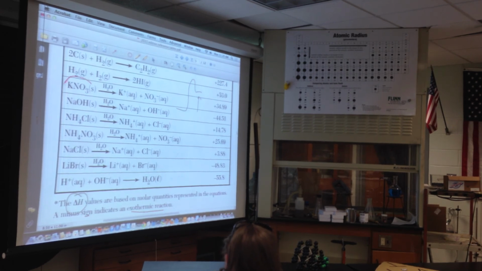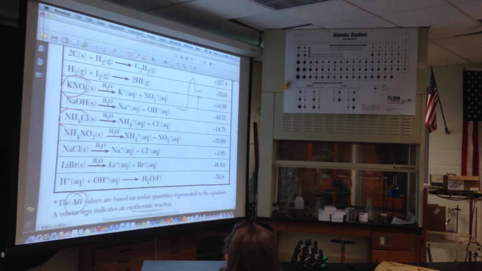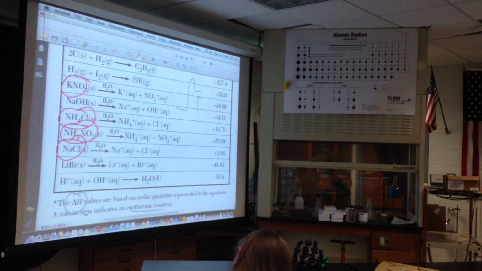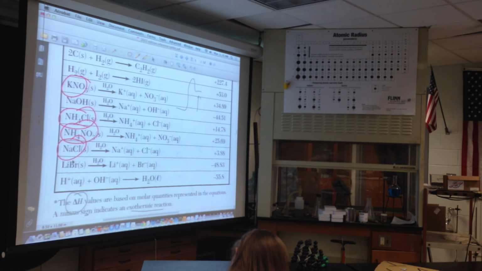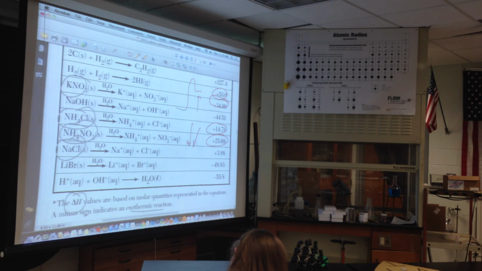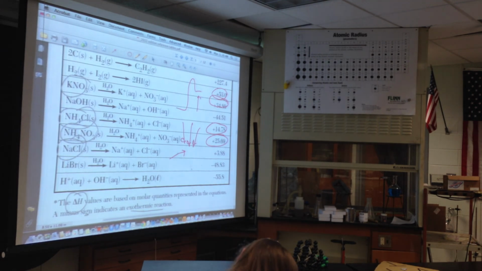So I could have used potassium nitrate, I could use ammonium chloride, I could use ammonium nitrate, or NaCl. Any of those compounds you could have picked would have been the right answer, because when mixed with water, they create an endothermic energy change. They take energy from the environment, making it colder. They use the energy to do something, okay?